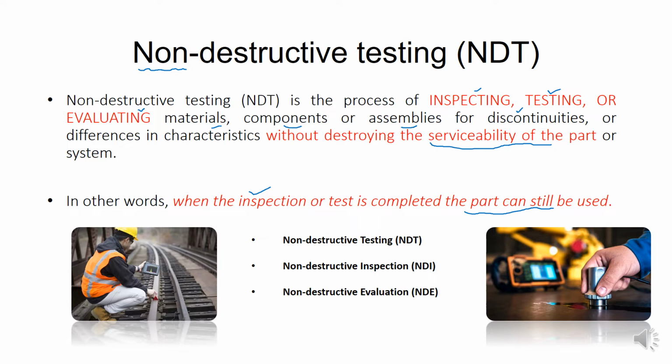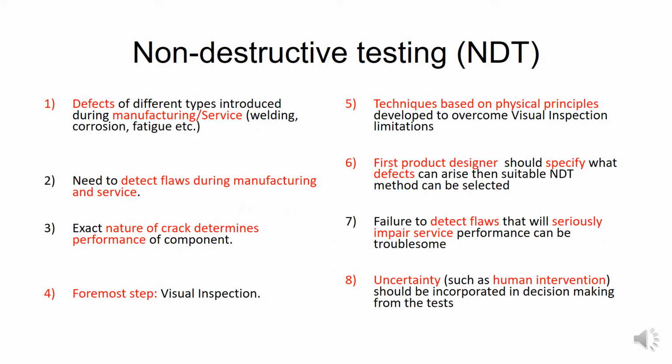NDT is also known by some other names like non-destructive inspection, NDI, or non-destructive evaluation, NDE. Here you can see these two photographs, where on the left-hand side one person is checking railway tracks with some kind of sensor and a monitor in his hand, and the other is also checking a thick metal plate with some kind of sensors. Here we will see what these sensors are, how they can be used, and on what principles they work.